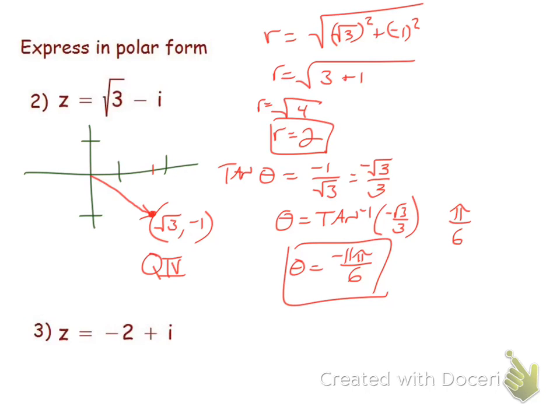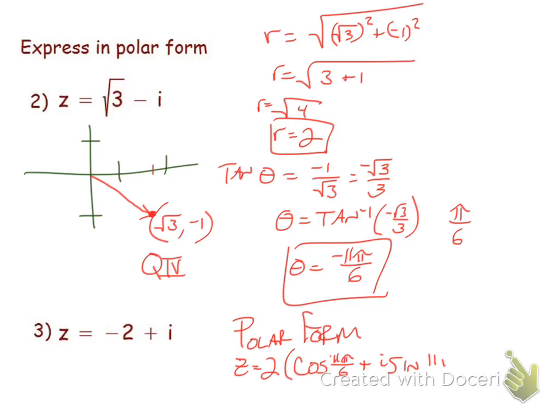So now I can write it in polar form, and that's going to be z is equal to 2 times cosine of 11 pi over 6 plus i sine 11 pi over 6, and that is the polar form of that complex number.